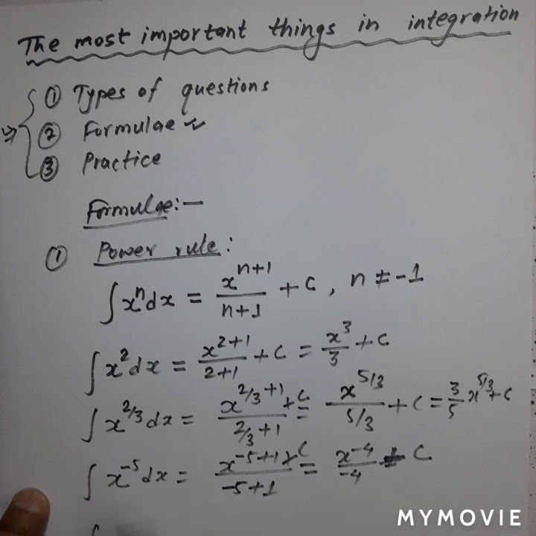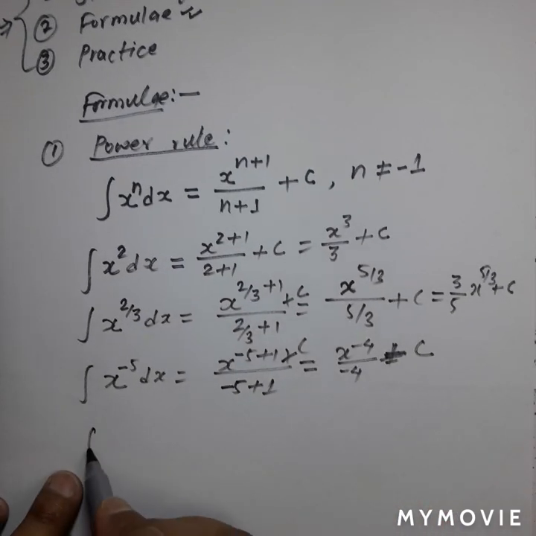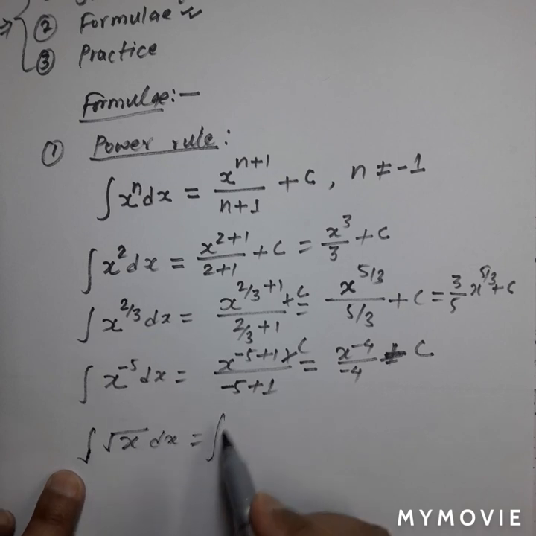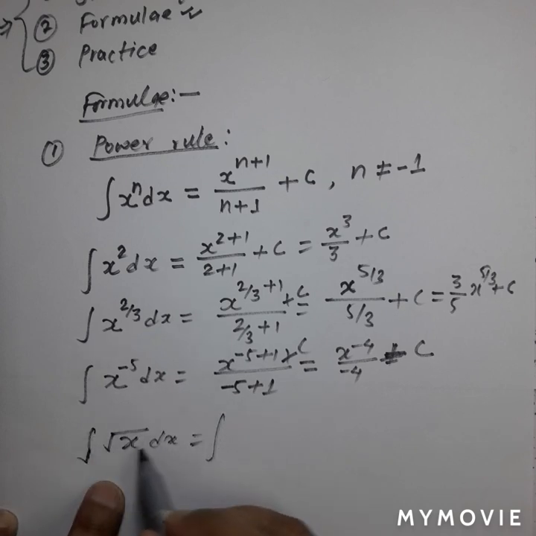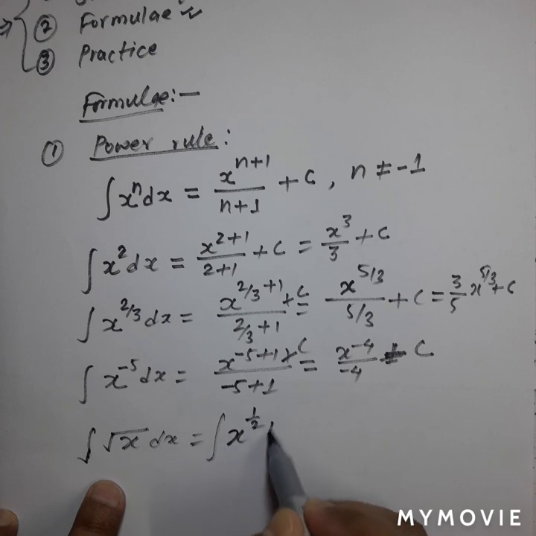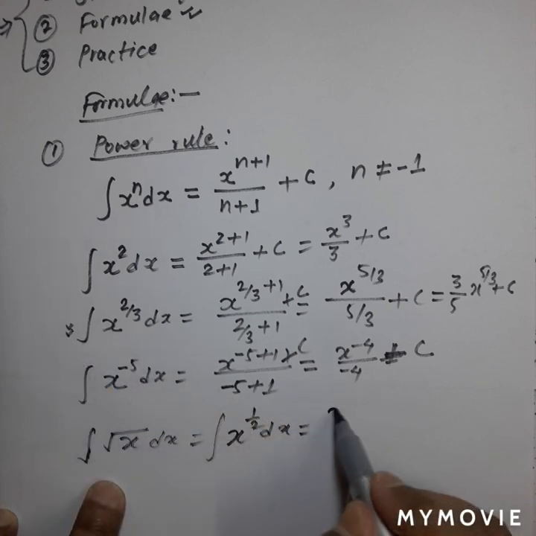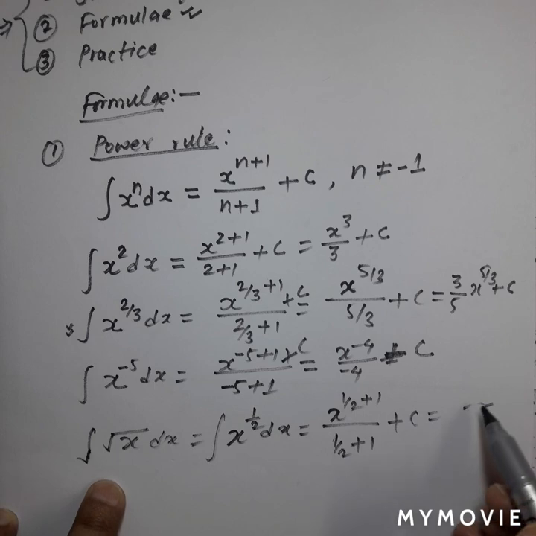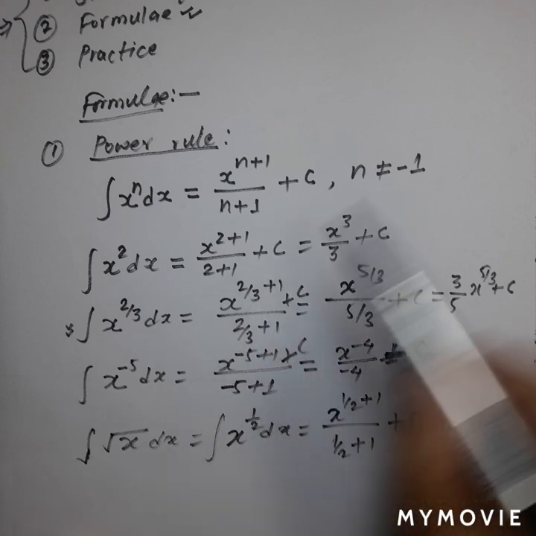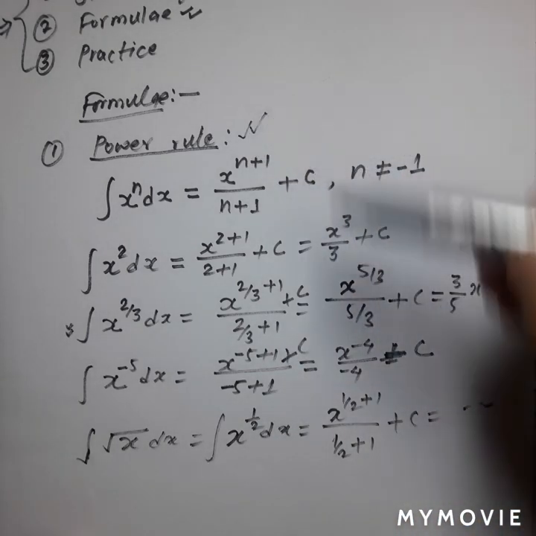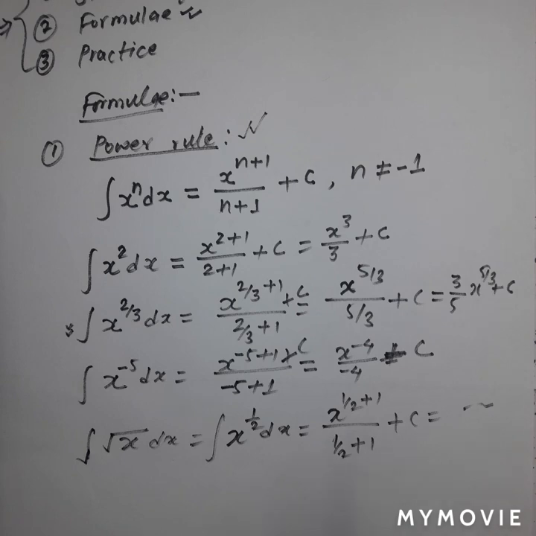Okay, let us take one more, integration of square root x dx. So what does it mean? Everyone knows that root x means x power 1 by 2. So now it became the same as the second example, x power 1 by 2 plus 1 by 1 by 2 plus 1 plus c. Okay, simplify and you will get the answer. So this is the very basic rule, that is the power rule.